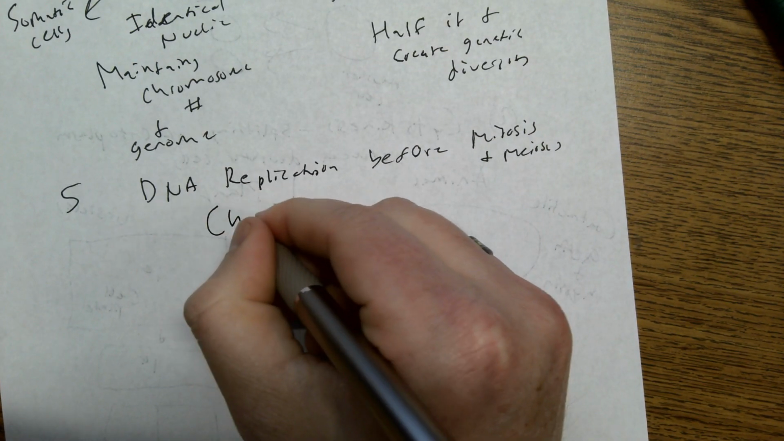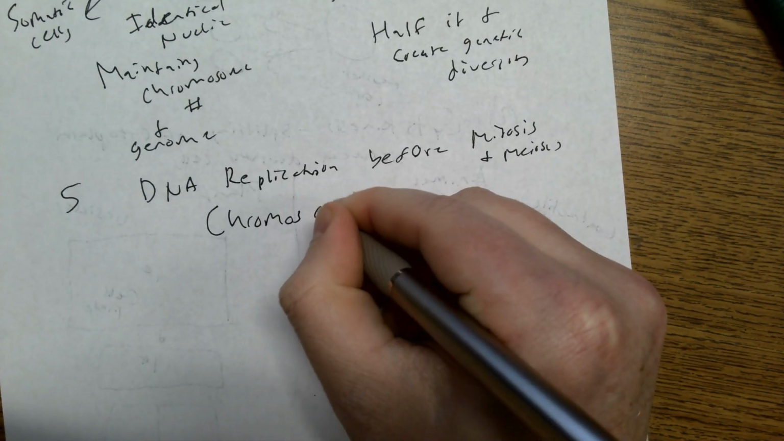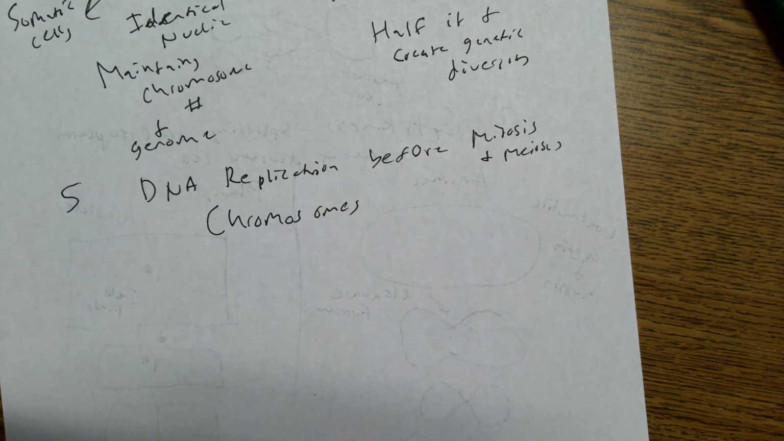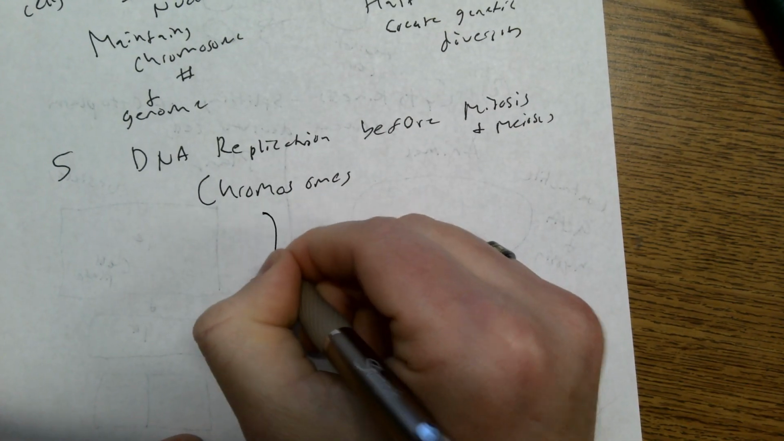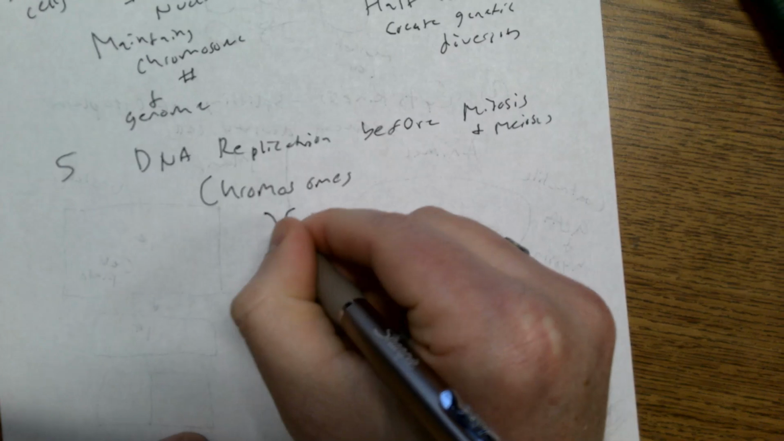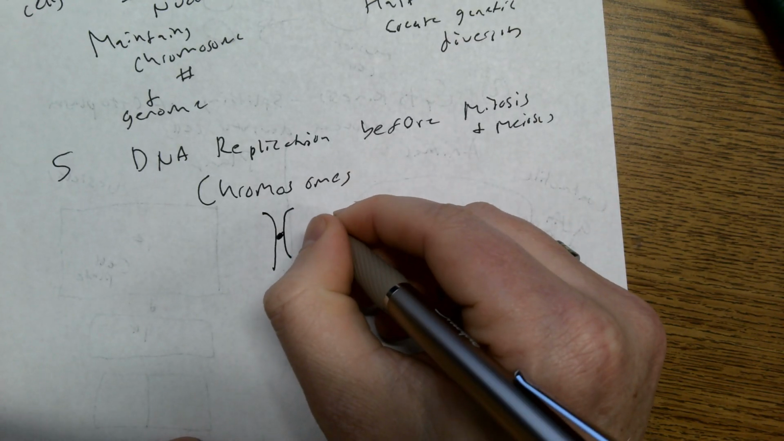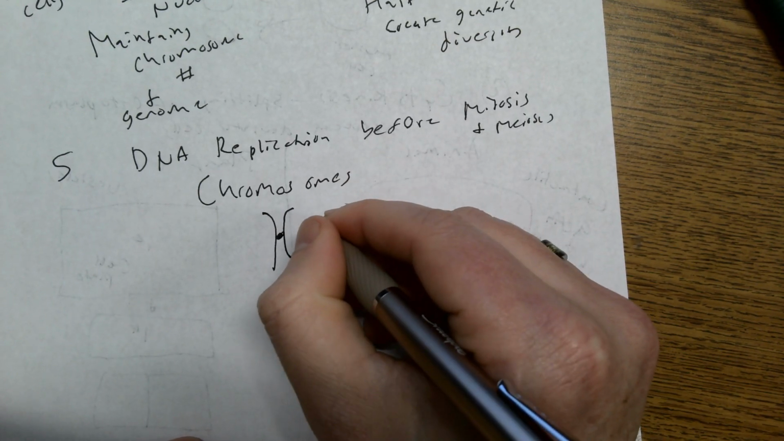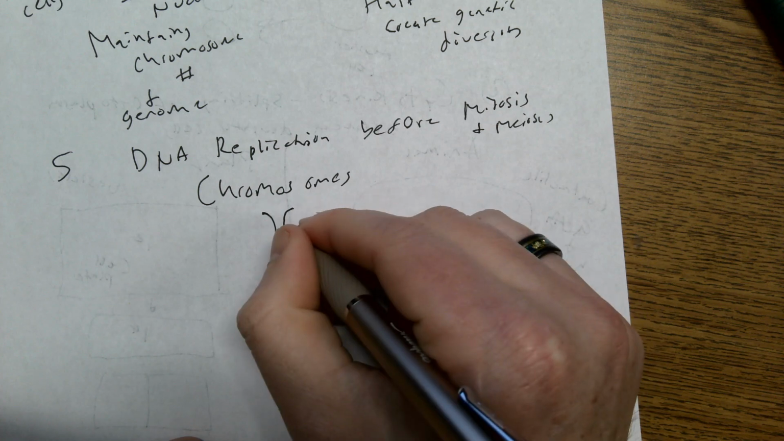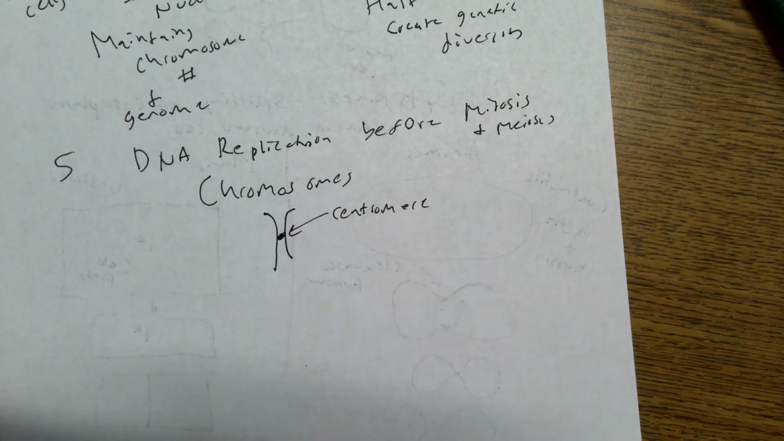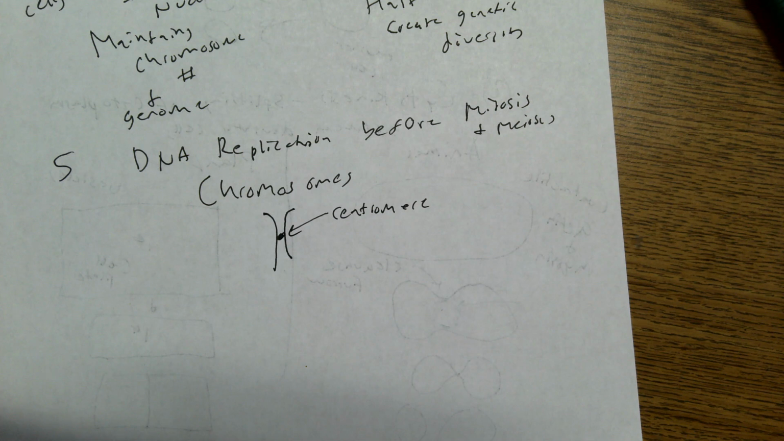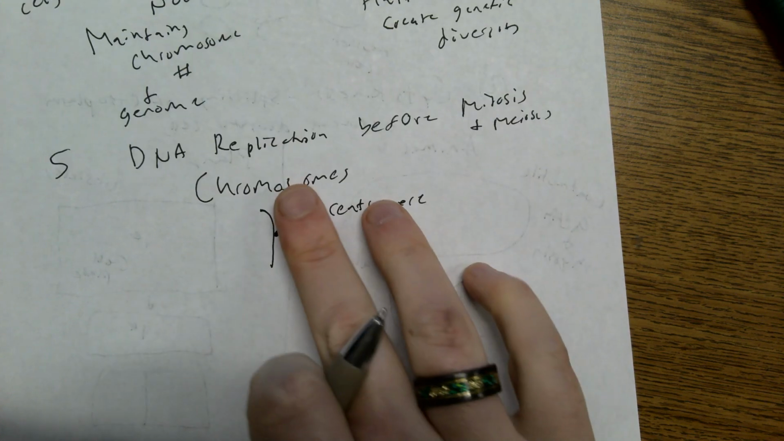you get chromosomes. And now chromosomes is one of those weird words where it can mean different things depending on what part of the process you're in. And so it looks like this, and it's held together at the centromere. And so this is a chromosome, but it's duplicated. And so before you duplicated it, it was a chromosome, and it was just the one.